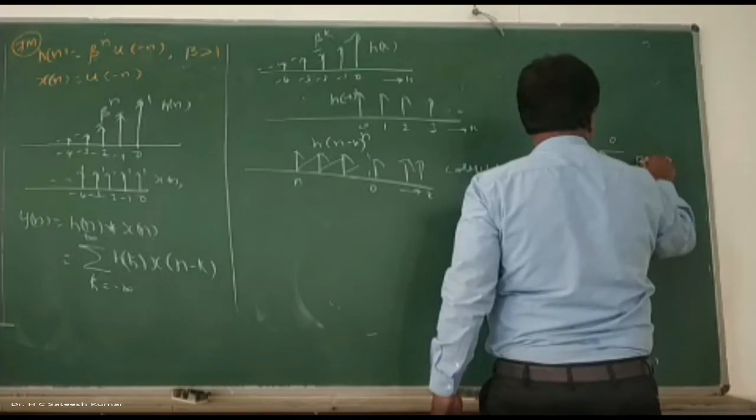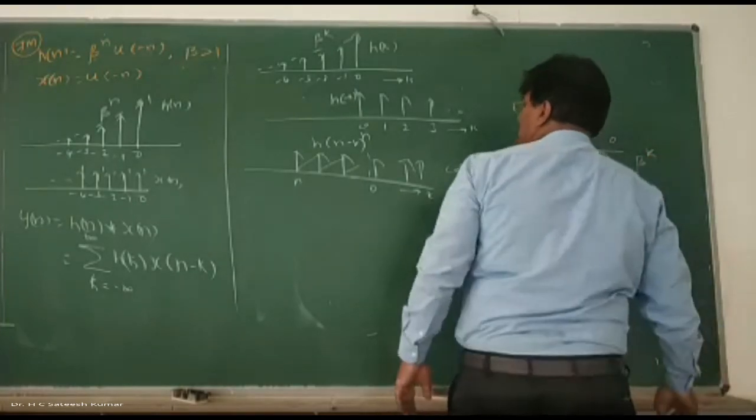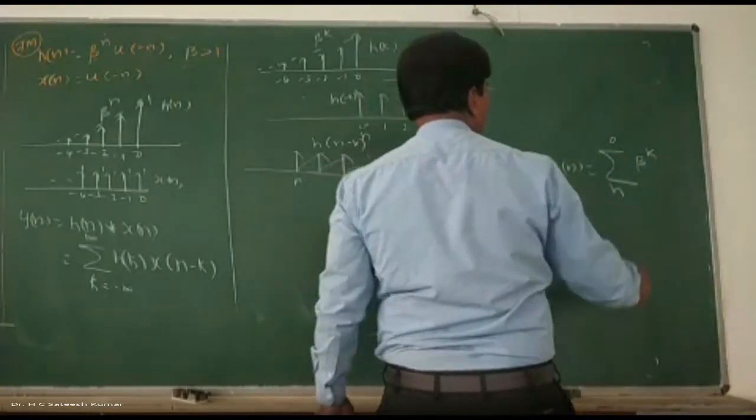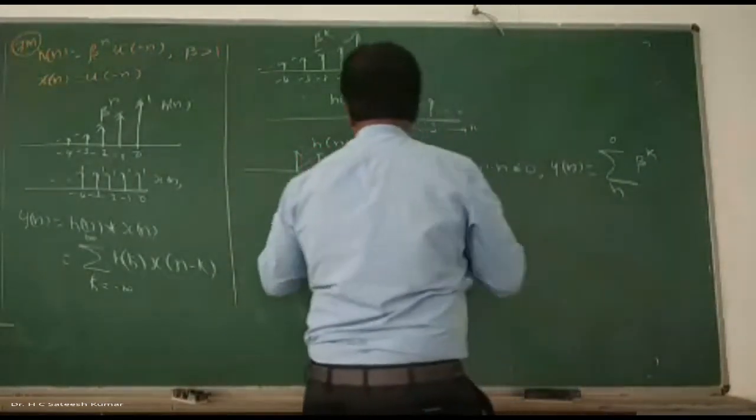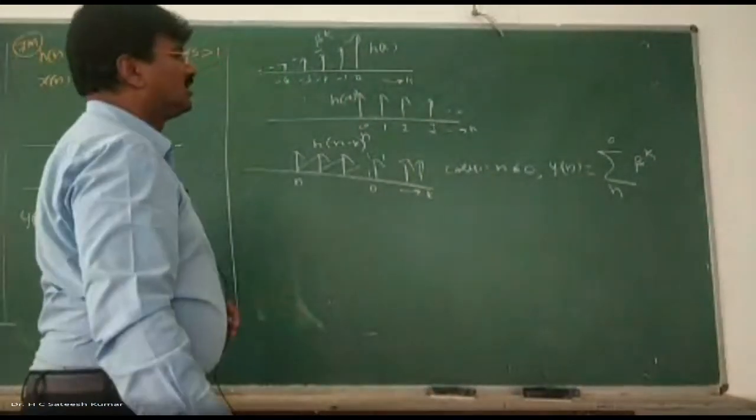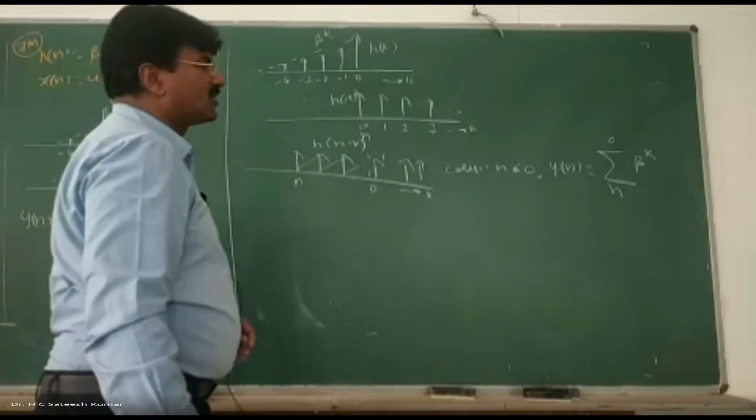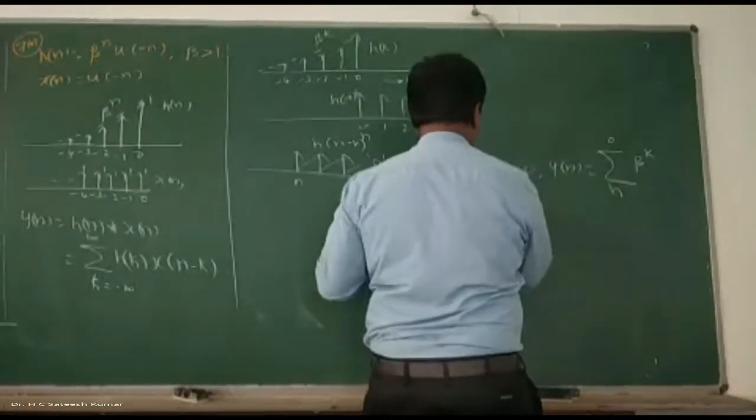What is it that we have? Beta to the power of k, into 1. This one is 1 only, right? Amplitude is 1 only. So therefore, beta to the power of k. This is nothing but equal to what?